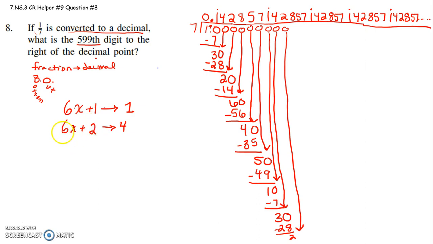Okay, so 6 times 1 is 6, and 2 more is 8. So the 8th digit will be a 4. So 1, 2, 3, 4, 5, 6, 7. Yep, the 8th digit is a 4.